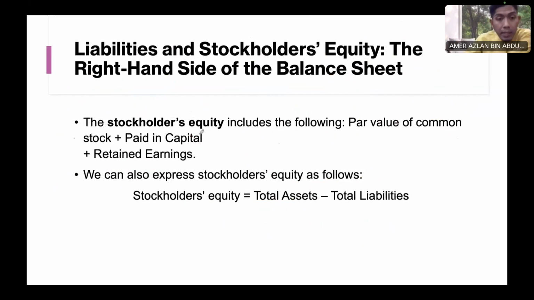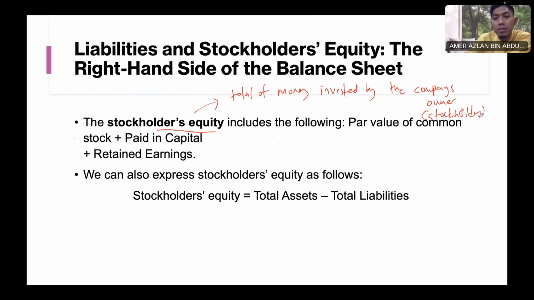So next we have the stockholders' equity. This includes the following: par value of common stock plus paid-in capital plus retained earnings. So this talks about the total of money invested by the company's owner, or we call this the stockholders.